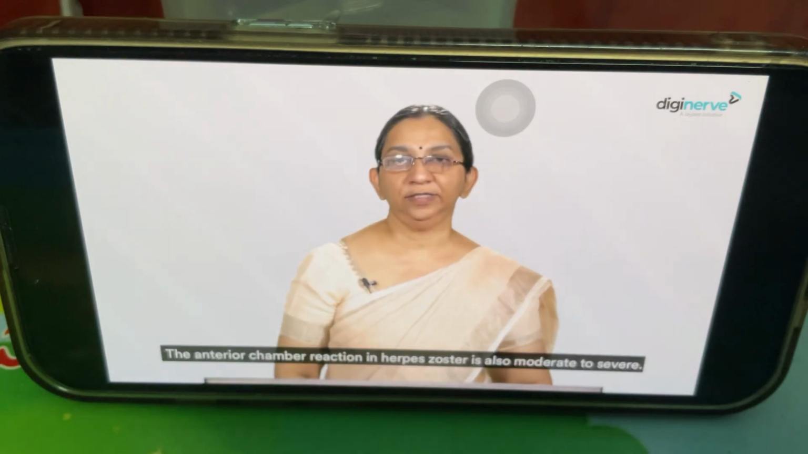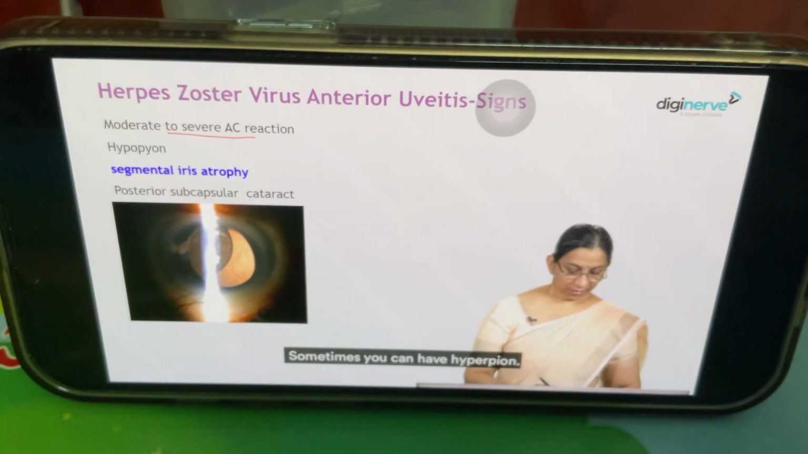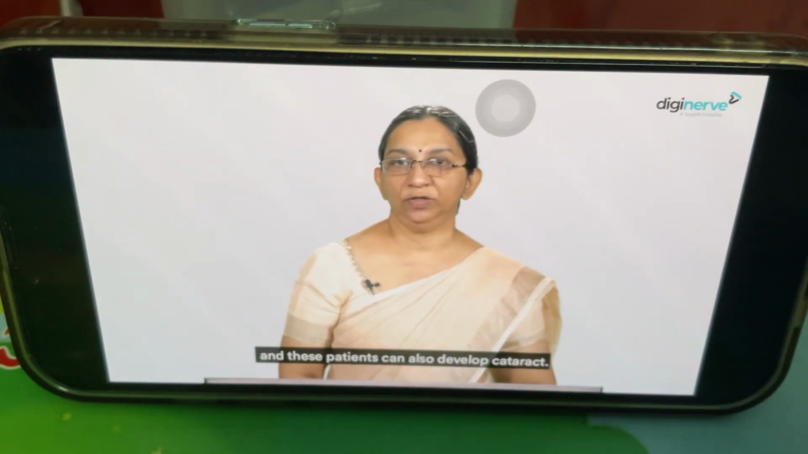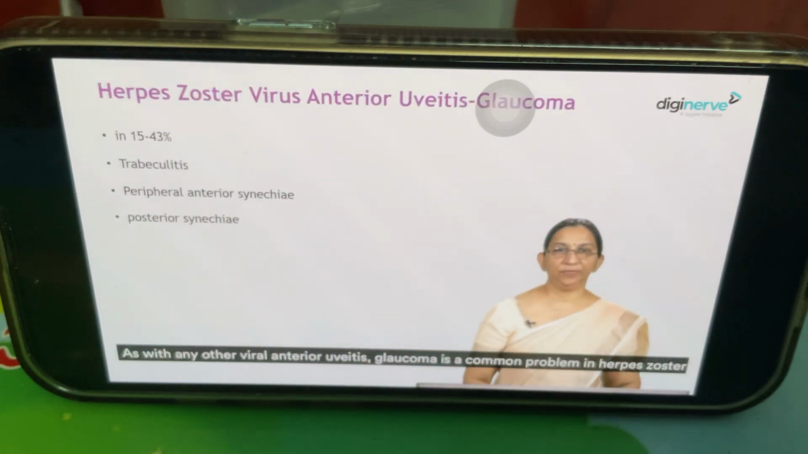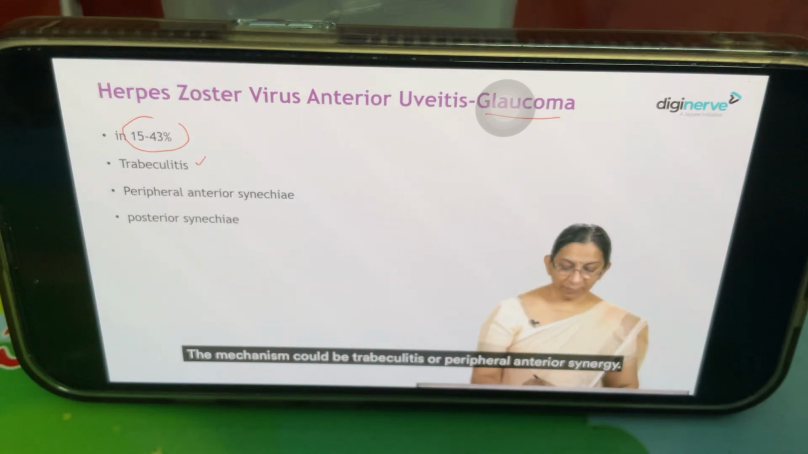is active. The anterior chamber reaction in herpes zoster is also moderate to severe. Sometimes you can have hypopyon. It's important to again look out for iris atrophy, which may be segmental or sectoral. And these patients can also develop cataract. As with any other viral anterior uveitis, glaucoma is a common problem in herpes zoster anterior uveitis, affecting about 15 to 43% of patients. The mechanism could be trabeculitis or peripheral anterior synechiae.